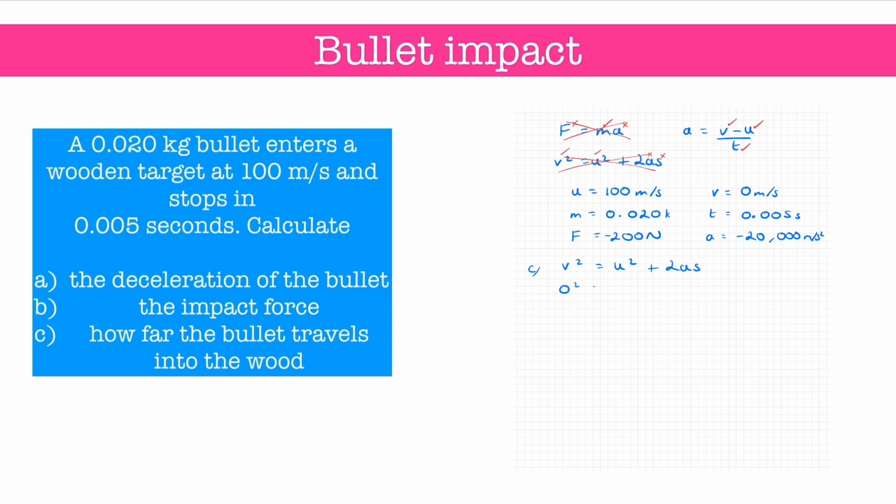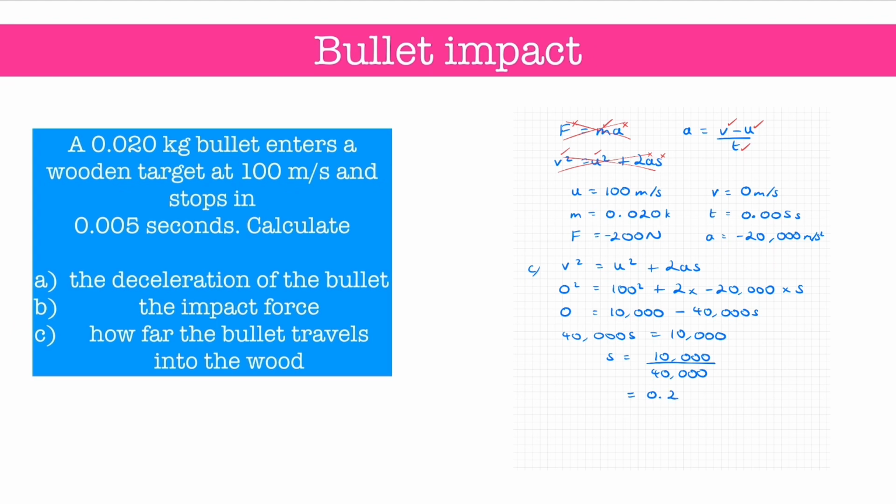So v becomes 0, u becomes 100, a becomes minus 20,000. Then do the calculations. A big problem here is people forget to square the v and the u, so double check that you've done that. The calculation should become 0 is equal to 10,000 minus 40,000 s. Then we can rearrange this to 40,000 s is equal to 10,000, so s becomes 10,000 divided by 40,000, which is 0.25 metres, or 25 centimetres.